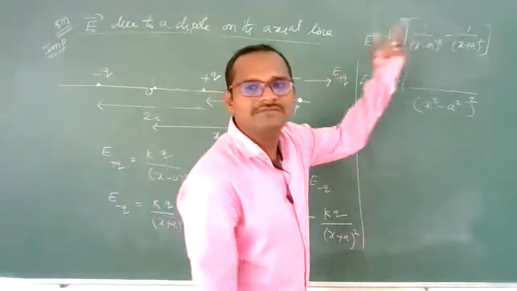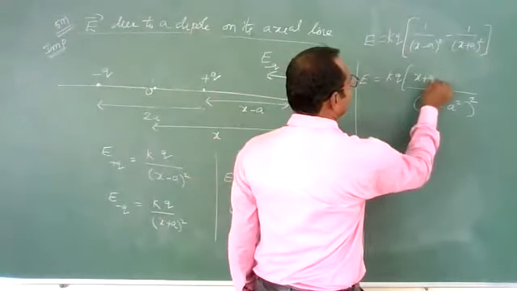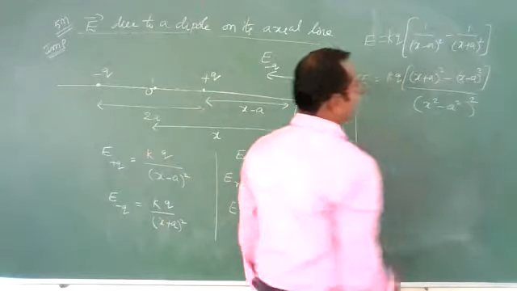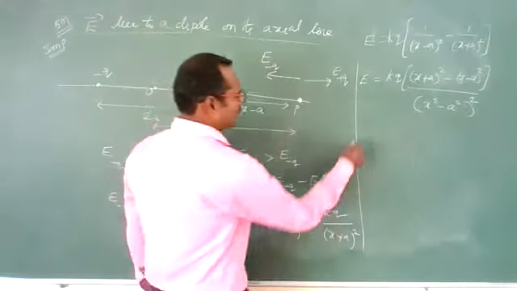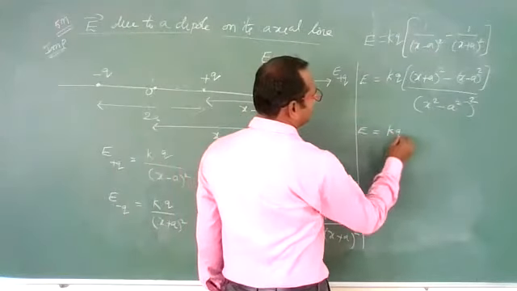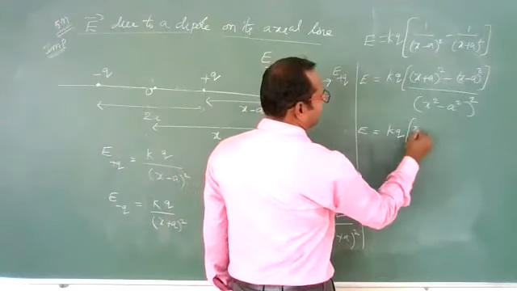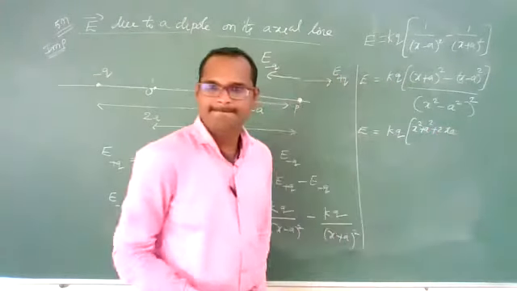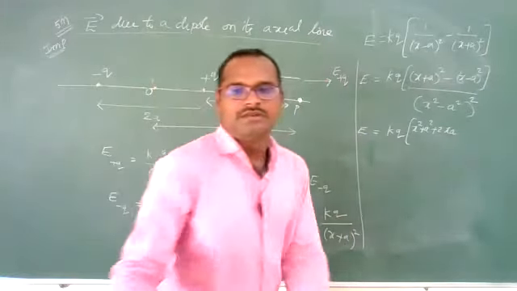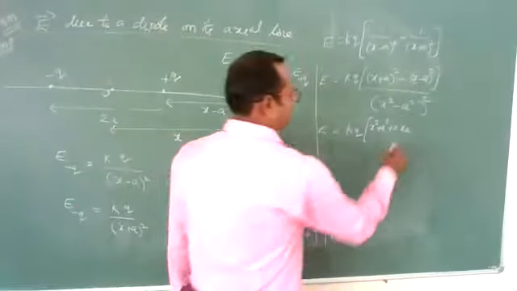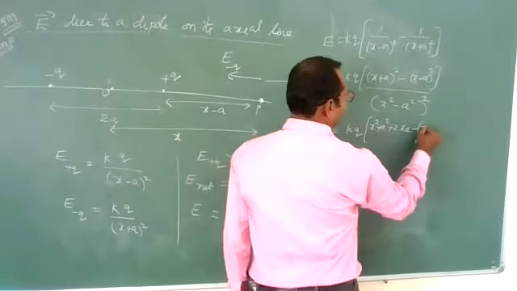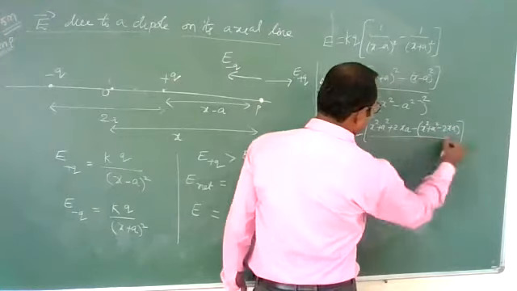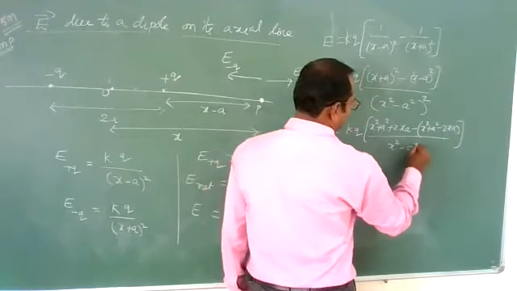Now what we need to do? Cross multiply them. You will get (x plus a) whole square minus (x minus a) whole square. Is it clear? So net electric field is equal to KQ into (x plus a) whole square, x square plus a square plus 2xa, minus (x minus a) whole square, x square plus a square minus 2xa, whole divided by (x square minus a square) whole square.